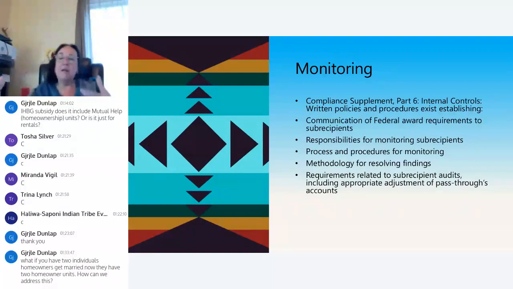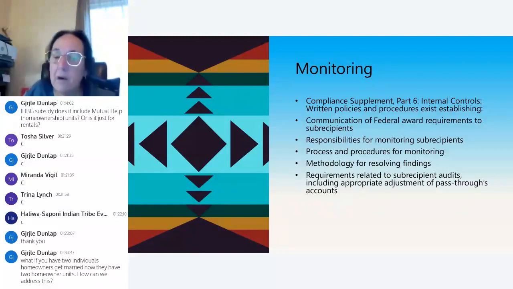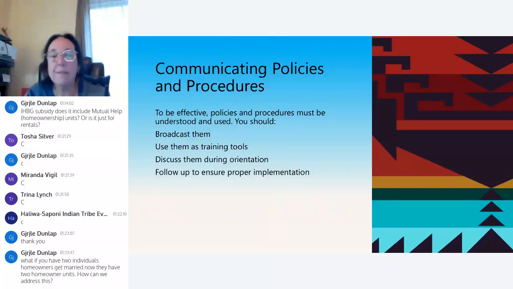It has compliance supplements, Part 6 of internal controls, written policies and procedures which exist, establishing communication of your federal award requirements to your subrecipients if you have any, the responsibilities for monitoring them, the process and procedures that you utilize for monitoring, the methodology for resolving any types of findings that you should be given, and the requirements related to subrecipient audits, including appropriate adjustment of pass-through accounts.